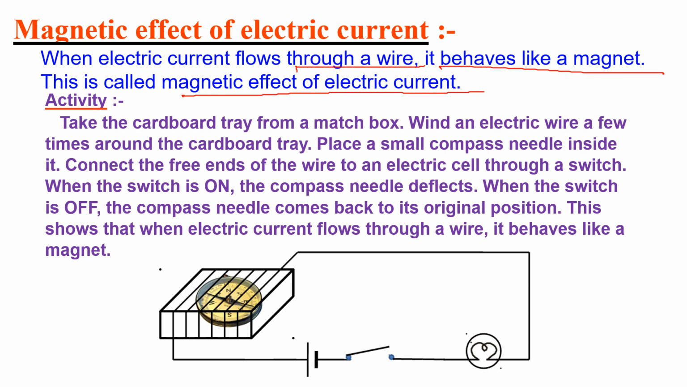Activity: take the cardboard tray from a matchbox. Wind an electric wire a few times around the cardboard tray. You can see here. Place a small compass needle inside it. Connect the free ends of the wire to an electric cell through a switch. When the switch is on, the compass needle deflects. When the switch is off, the compass needle comes back to its original position. This shows that when electric current flows through a wire, it behaves like a magnet. Right? Okay, next slide.